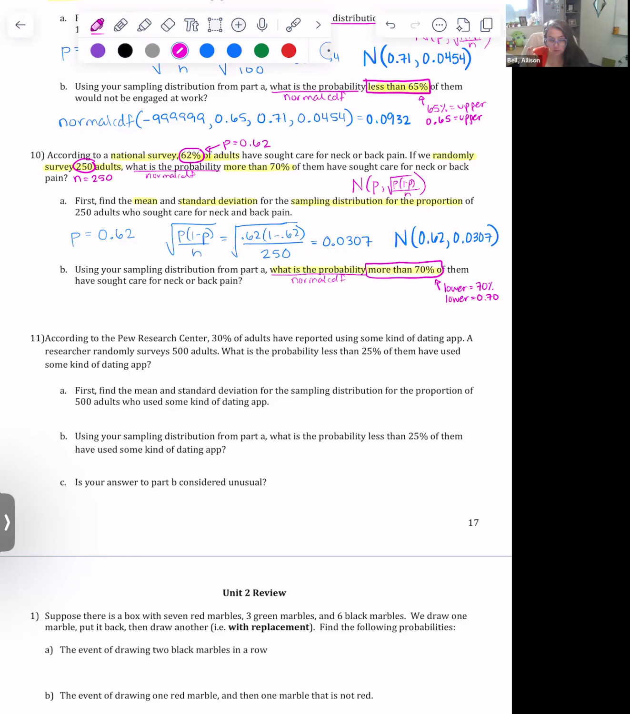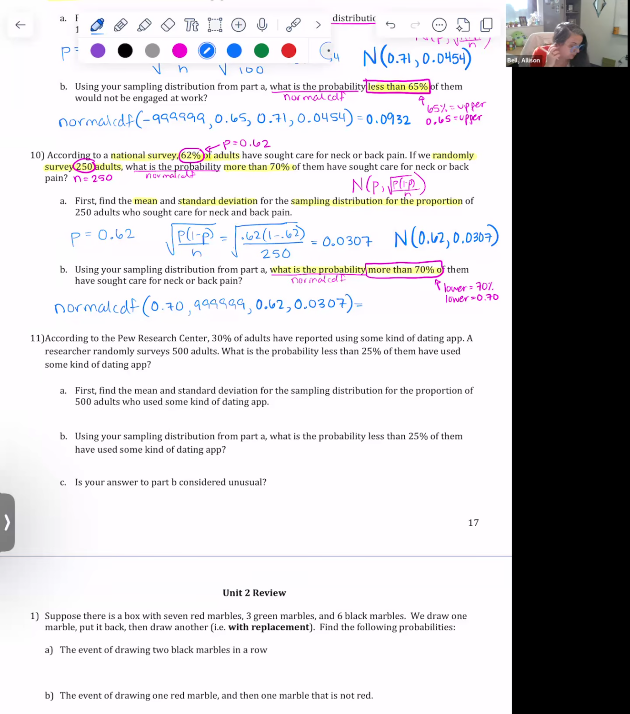Our mean and our standard deviation are both decimals, so our lower bound needs to be represented as a decimal as well, just like example number 9. All right, let's set it all up. That's normal CDF more than, so 0.70 is our lower bound. A large positive number is our upper bound since they didn't give us one. Our mean was 0.62 and our standard deviation was 0.0307. So let's go enter that into the calculator.